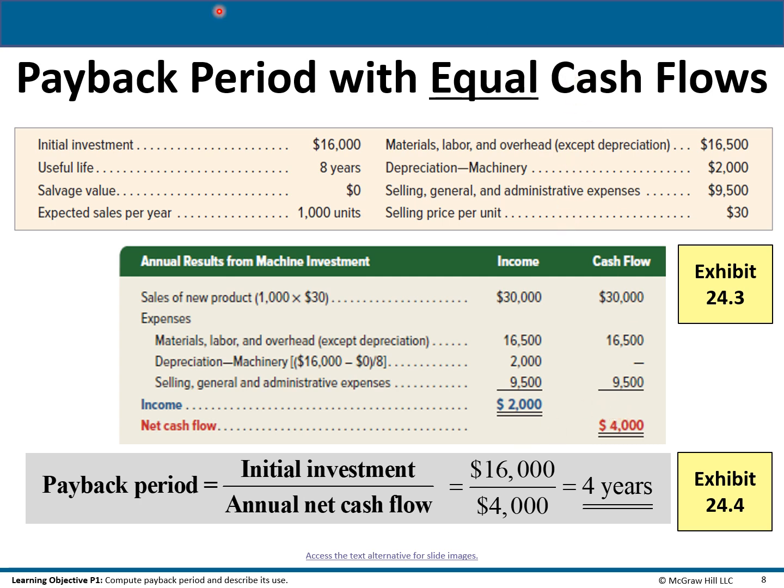The formula to compute the payback period of an investment that produces equal net cash flows per period is shown here in Exhibit 24.4. So we have the initial investment, the $16,000, divided by the annual net cash flow, which is $4,000. So that's 4 years. Again, remember, the payback period assumes that the cash flows occur evenly within the year, within each time period. So that's years in this case.